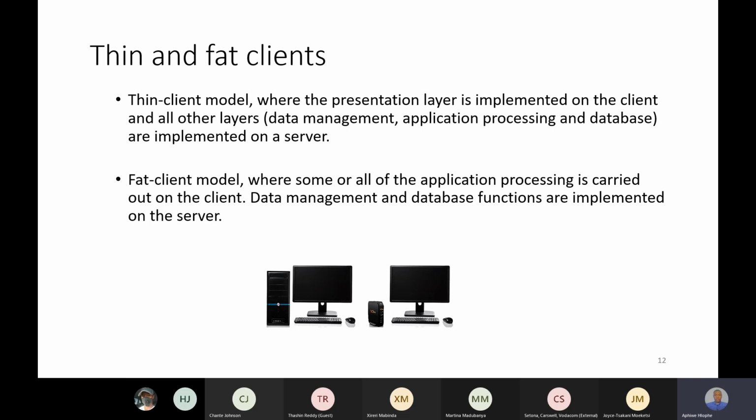And then the fat clients are the ones that you typically see in a distributed system because they have the ability to work or operate offline or work independently to some extent through processing. So the processing power is not solely left to the server to do, okay? And they say the fat client model is where some or all of the application processing is carried out on the client, while data management and database functions are implemented on the server. So there's a bit of a balance between the two.